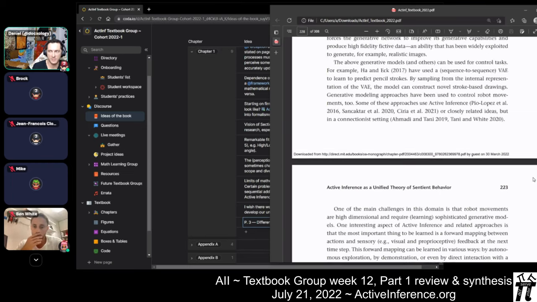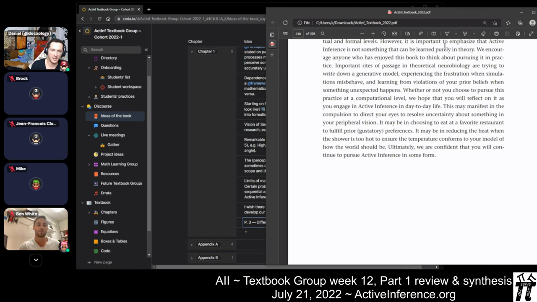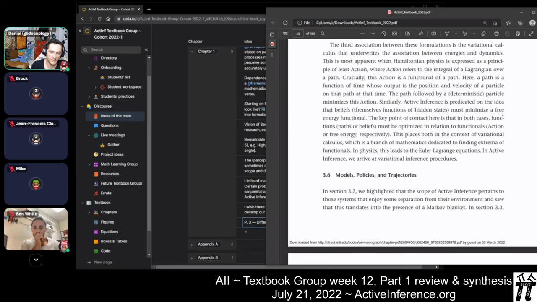It is. Good comment. Thank you. Not to spoil the ending, but the last sentence is, ultimately, we are confident that you will continue to pursue active inference in some form. There may be a multi-year incubation for different people and contexts. Many people now, or even in some amazing decentralized science future, may not think of themselves as researchers or of doing research, though they may even be included on research projects.